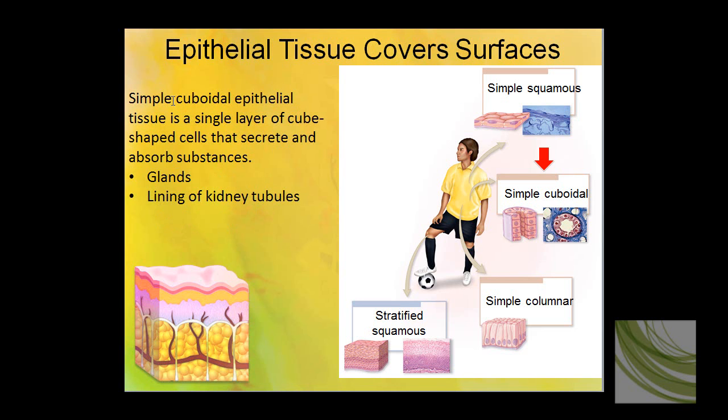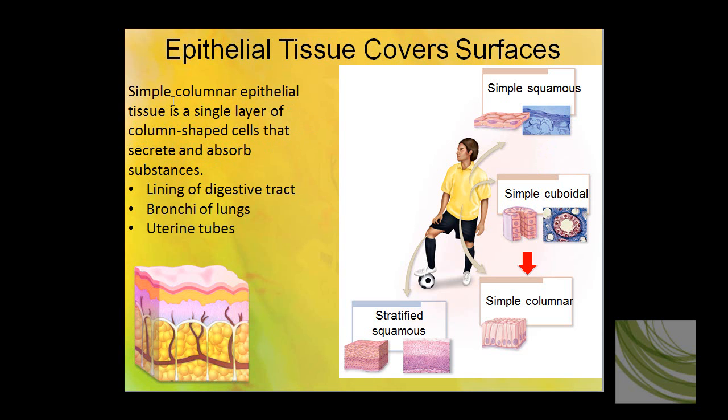Simple cuboidal, primarily you find it in kidney tubules and some of the glands. Simple columnar is single layer of column-shaped cells that secrete and absorb substances. We find them in the lining of the digestive tract, the bronchi of the lungs, and in the uterine tubes.